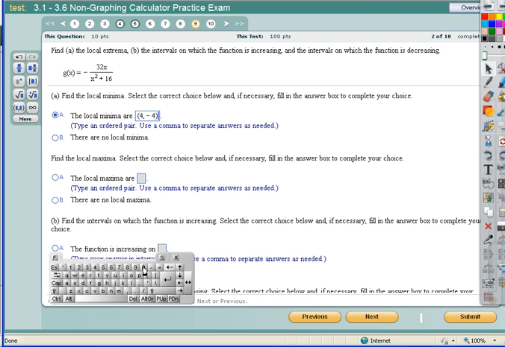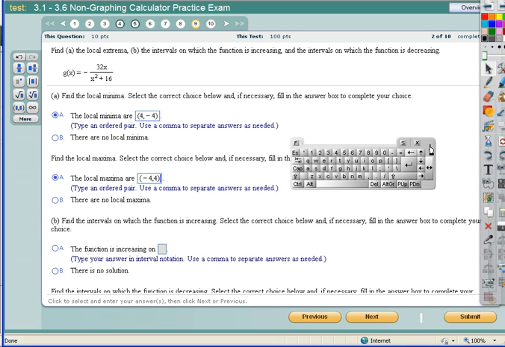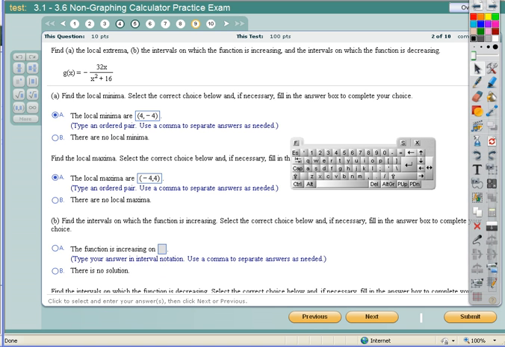Use a comma to separate answers as needed. So we want to put this in like this then. It wants us to go negative infinity, comma, negative 4, bracket, and then comma, right? It wants us to separate answers with a comma. You didn't put a bracket, you put a parenthesis. Oh, but I don't want a bracket. Why not?